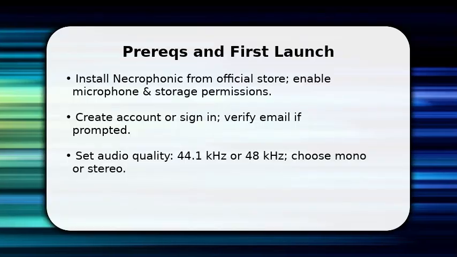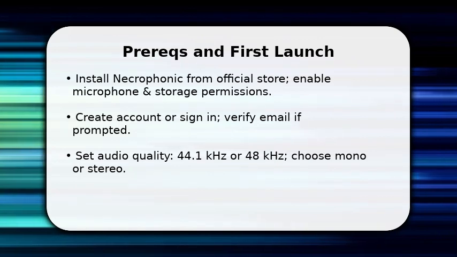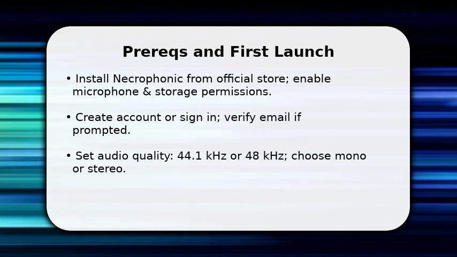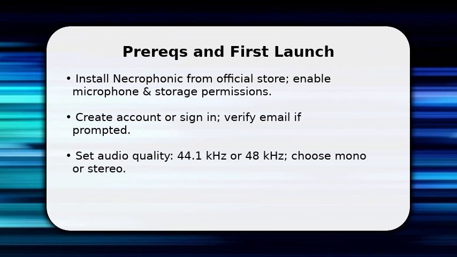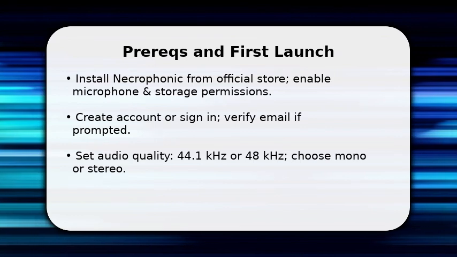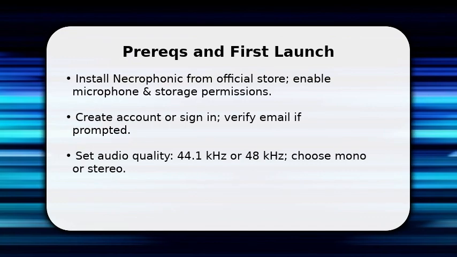You have the essentials: app installed, mic and storage permissions granted, and an account ready. Open Necrophonic and sign in. The dashboard appears. First, set recording quality to 44.1 kHz or 48 kHz, and choose mono if background noise is a concern. Once done, tap record and speak a short test phrase to calibrate gain. This initial test saves you time and prevents clipping, so make sure levels sit below the red zone before proceeding.